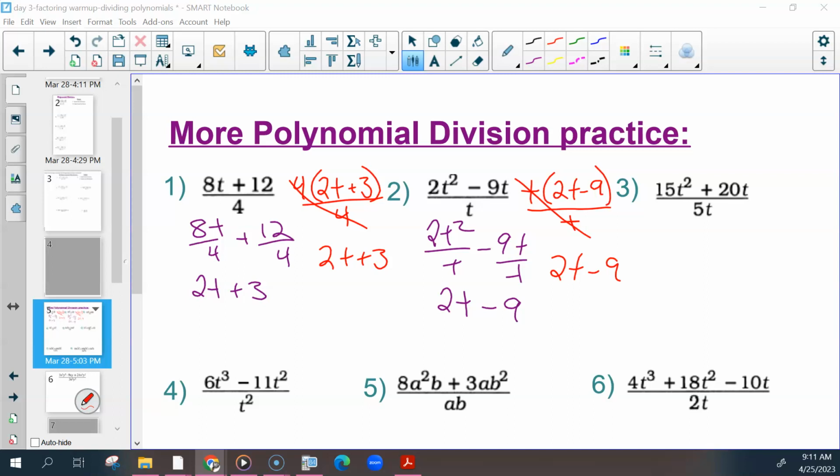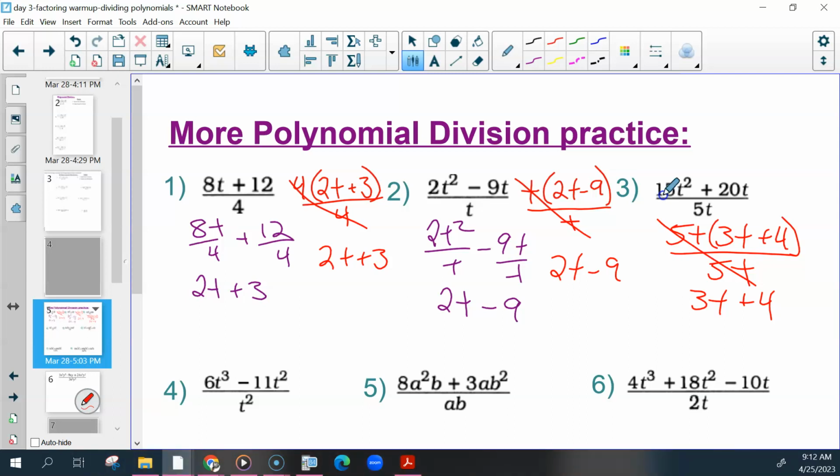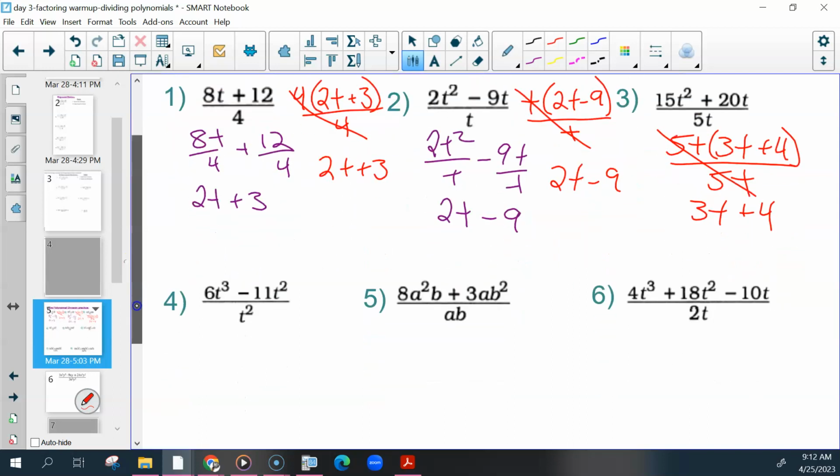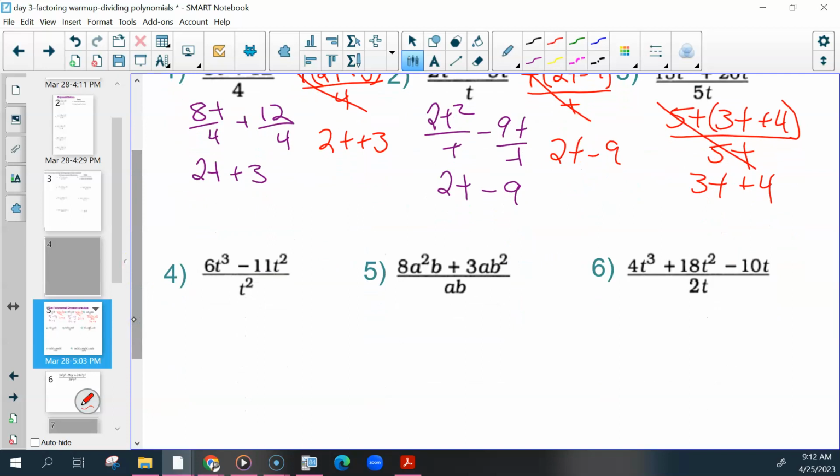Number 3, do we want to do factoring method or the splitting method? Factoring, okay. So for number 3, what could we factor out of the numerator? 5t. What would be left? So then that would be your answer. 3t. So if you do it the factoring way, you still have to write it out that is over whatever it started with. That way you can show that you canceled them out. We're going to do a couple more of these and then try one that doesn't work out so nicely.